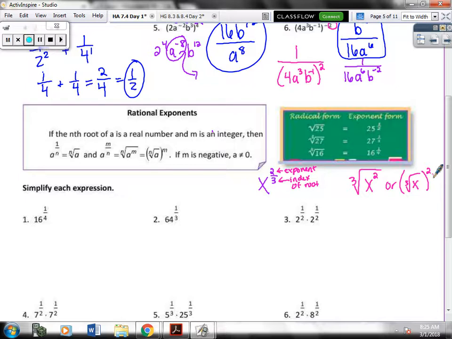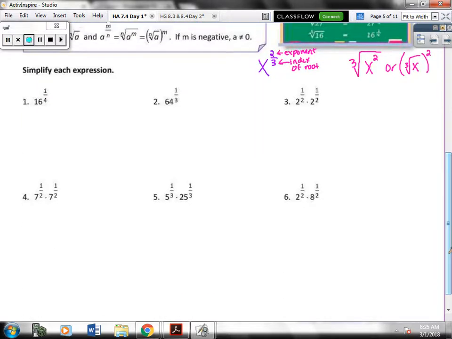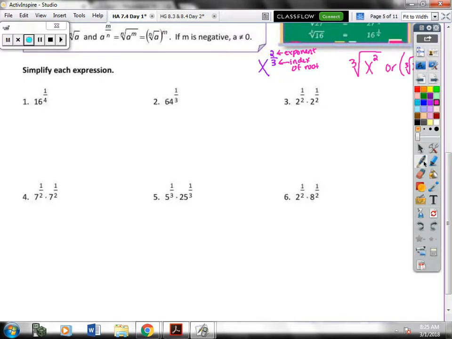Now on the front we have all numerical examples. They just ask us to simplify. I want to do these without a calculator, but you technically can type this in your calculator with the caret symbol and just use fractions. I'll show you that in a second, but I would like us to do these by hand, just by converting them to radical form and then taking the root. So again, the denominator is the index of the root. So this would be the 4th root of 16, technically to the 1st power.